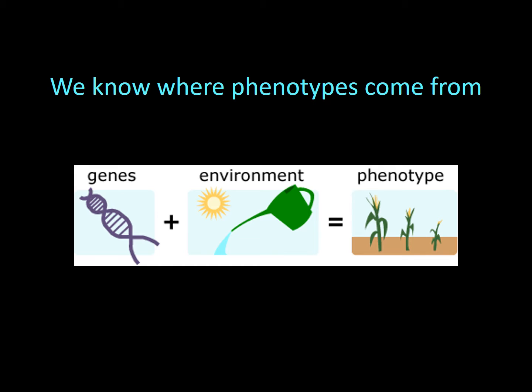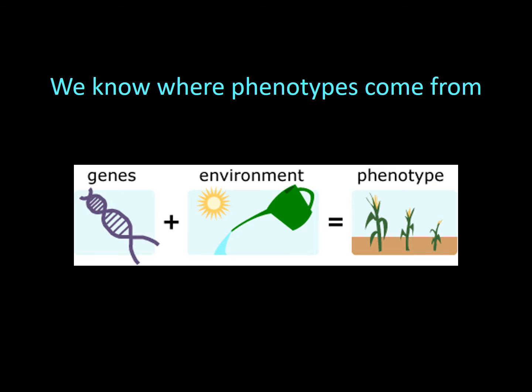So to get started, let's recall where phenotypes come from. Remember that the phenotype is the outward expression of our genes. It's measurable factors like height or weight or hormone levels. And the phenotype of an adult results from a combination of the genetic potential that we each inherited from our parents, combined with the environments in which we grew up.